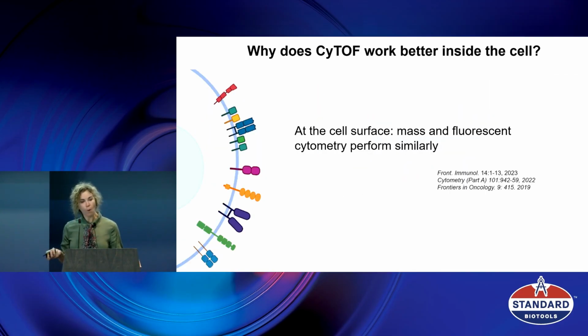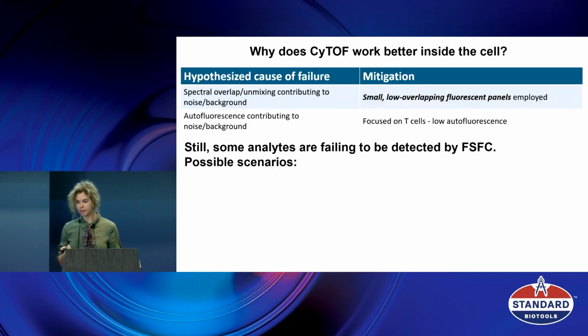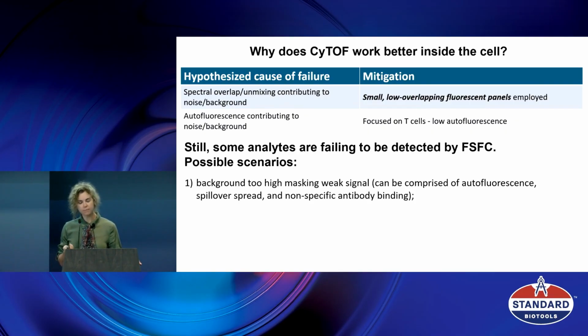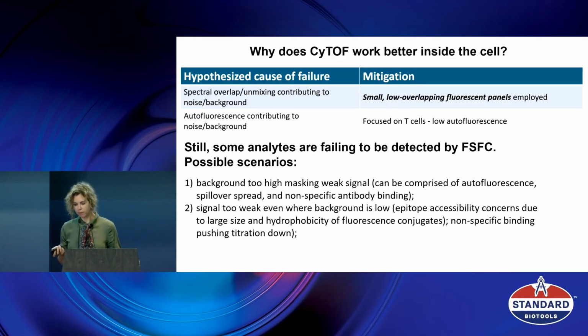So why does this happen? Honestly, we don't have a hard proof why. We got rid of all the possible causes of failure of one technology versus another, right? We got rid of spectral overlap as much as we could. The autofluorescence is curbed down. It's all T cells. We still have some scenarios why this could be happening. We still have the background too high in flow cytometry. So maybe the signal is so dim that we cannot really get over that background.